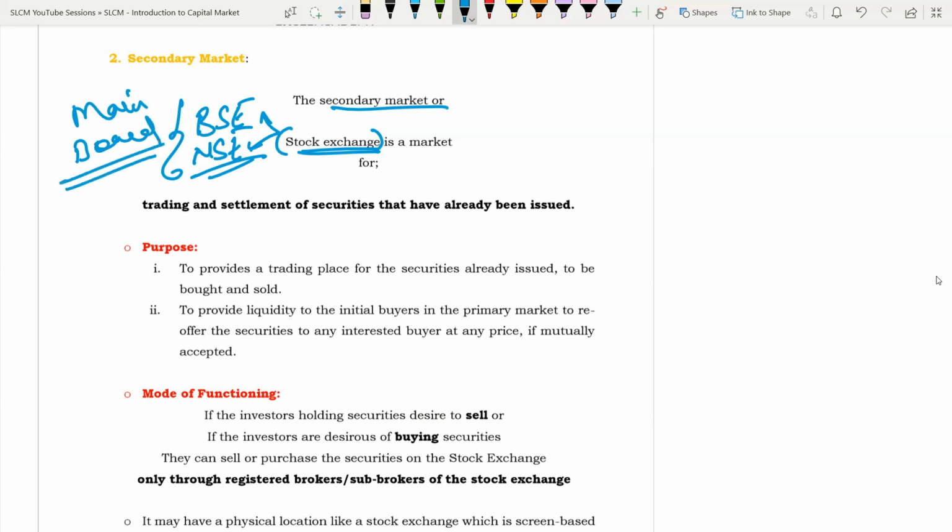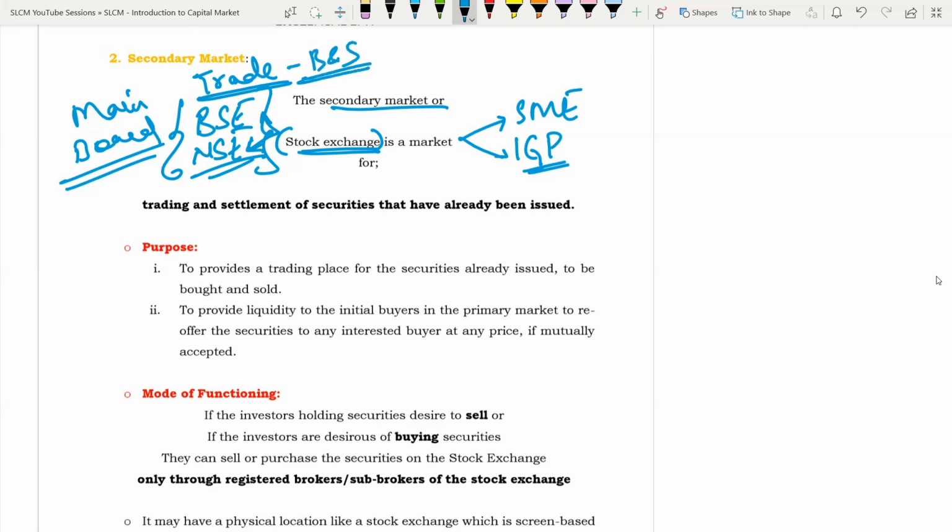These are the two stock exchanges which are a part of the main board for the regular companies. But now, with the development of time, we have other stock exchanges in place also, known as the SME exchange, for small and medium enterprises. There is the Innovators Growth Platform for startup companies, right? These are the other stock exchanges prevalent in the country. But the main stock exchanges for companies are the NSE and the BSE. This is the place where we are going to trade our securities, where we can buy and sell the securities that we have got in the primary market.